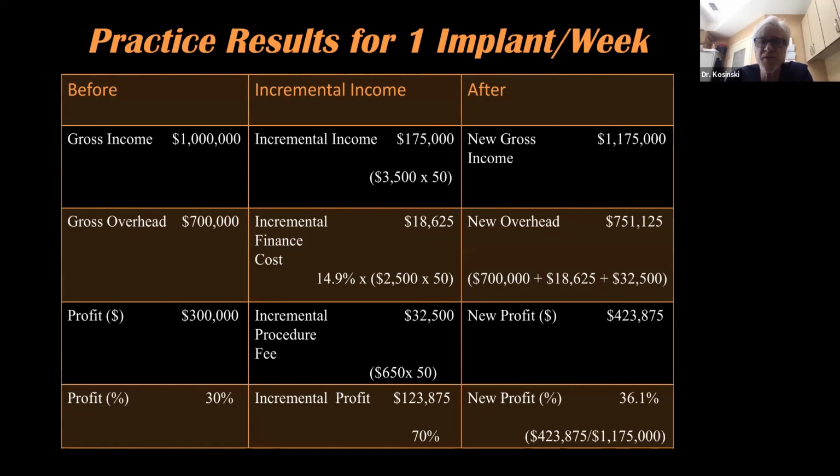If you were able to do one implant per week for 50 weeks a year, we're going to increase our income, assuming that we have an average cost of implant, abutment, and crown of $3,500 times 50, which is $175,000.